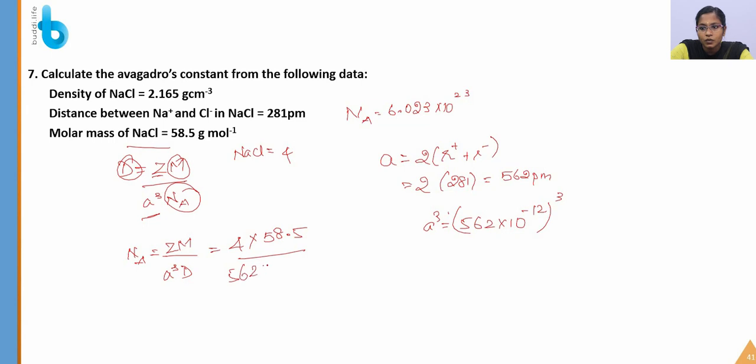So 562 into 10 power minus 12, the whole cube, into density. What is the density? 2 into 2.165, okay. So on solving all this, we get 6.021 into 10 power 23. It is approximately equal to the constant value. So we have proved this answer, okay.